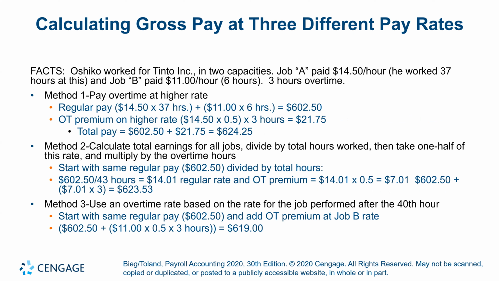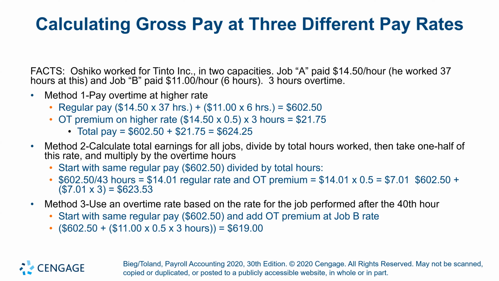And so this one says Ashiko worked for Tinto Inc. in two capacities. Job A paid $14.50 an hour. He worked 37 hours at job A. And then job B paid $11 an hour, and he worked 6 hours at job B. So 37 plus 6, he worked a total of 43 hours, or 3 hours overtime, right? So the first method, we can pay overtime at the higher rate. In other words, we can base his overtime on the $14.50 per hour.